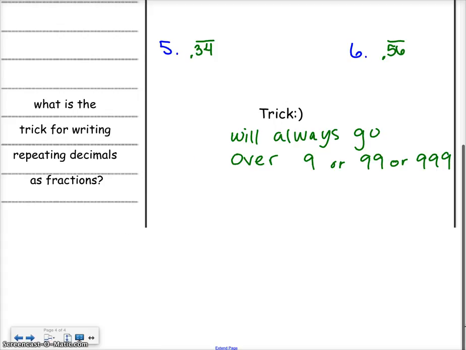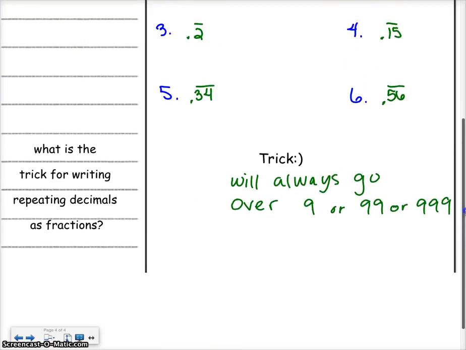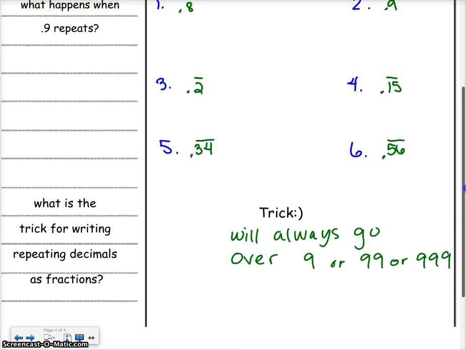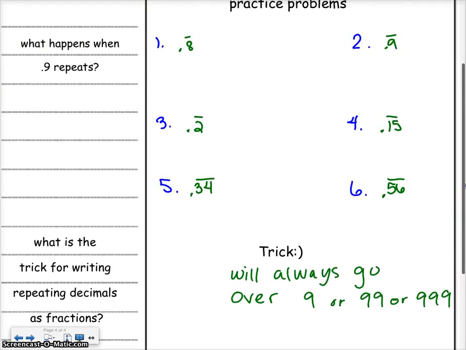So let's practice. Okay, 0.8 repeating. Is that going over 9, 99, or 999? 9, because there's one number. So the number is 8, and it's going to go over 9.